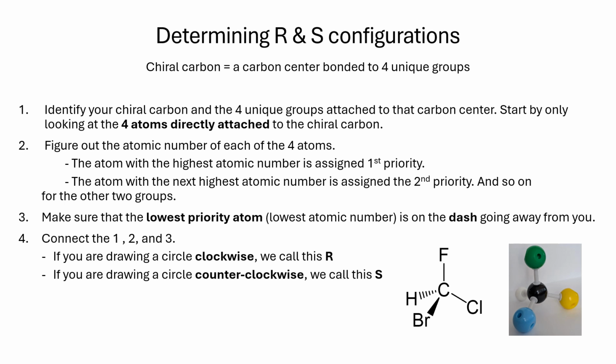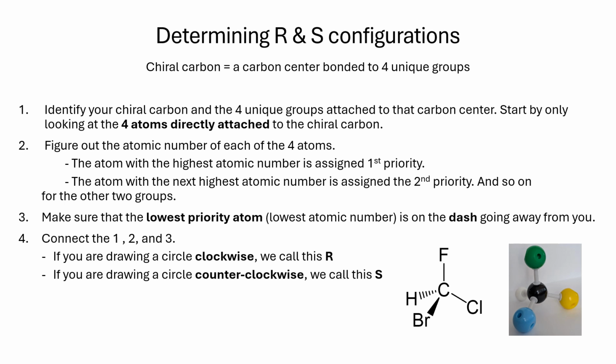Okay, so when we determine R and S, first we have to recognize that we do that at a chiral carbon or a chiral center. And you already are probably familiar with the idea that that means a carbon that is bonded to 4 unique groups around it. So the first step is that we need to identify our chiral carbon and the 4 unique groups around that carbon center. And we're going to start by only identifying the 4 atoms that are directly attached to the chiral carbon.